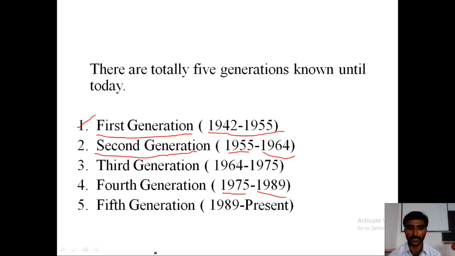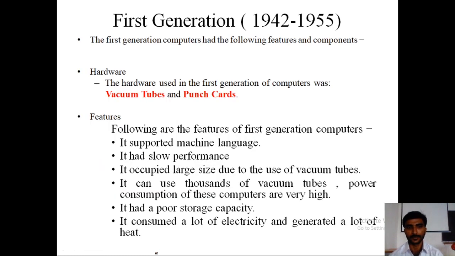So let us discuss one by one how first generation computers are made, how second generation computers are made, third, fourth, up to fifth, which we are going to discuss in this class. So first, the first generation. In the years 1942 to 1955, the first generation computers were used. How these computers are made, we will discuss now.